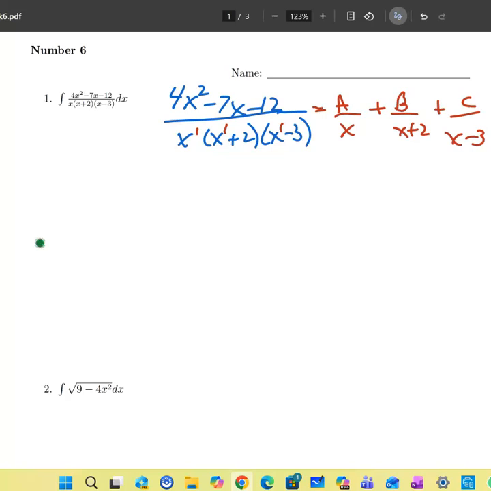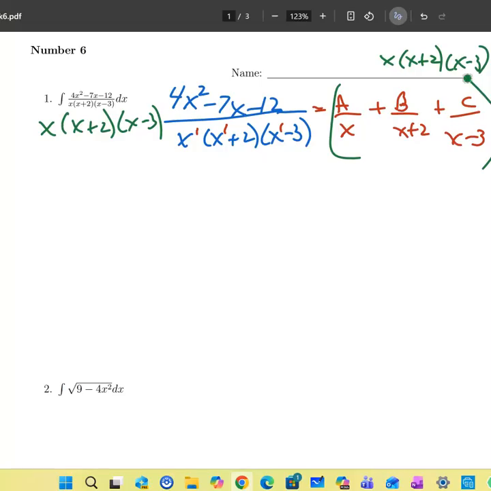So then I multiply both sides by this. And I'm going to run out of room over here, so I'm just going to write it up above. x times x plus 2 times x minus 3. Okay, on this left-hand side, these cancel, so I'm left with this numerator equal. Okay, now here's where I want you to be careful.